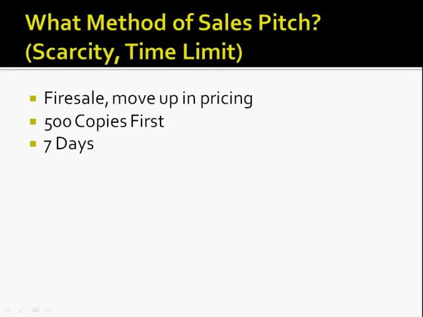Because if you just say, okay, 7 days, it doesn't really use scarcity. If you just say 500 copies first, then 500 copies could take 14 days. But if you combine them together, you will do a lot better job because you're combining scarcity or 7 days. The buyer usually does not know which one will come first. I have found personally that usually the 500 copies comes first, but 7 days is just there just in case.